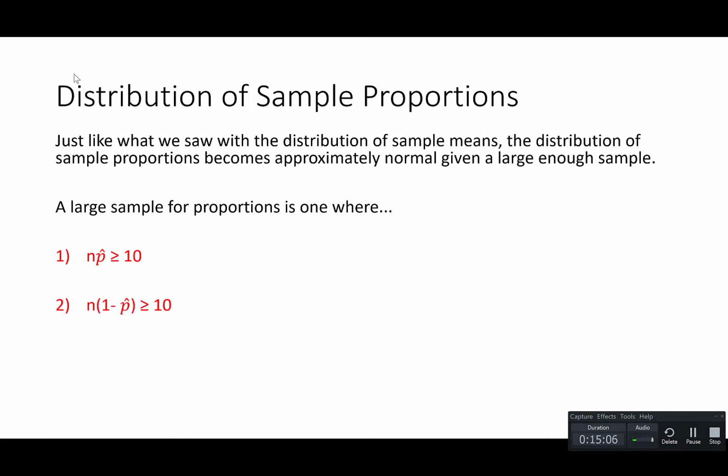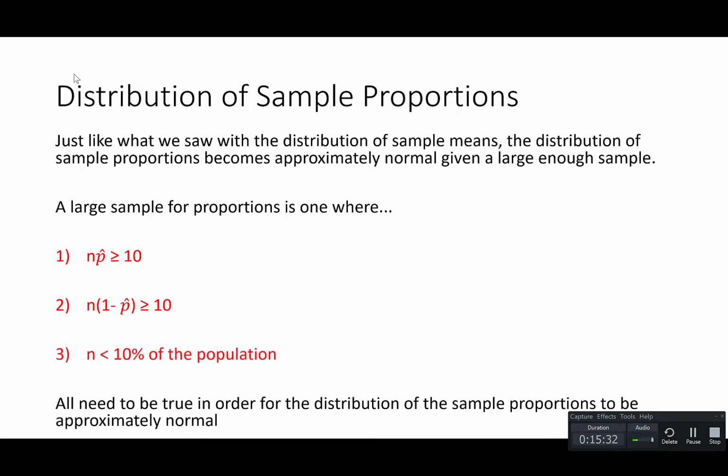What you also need to consider, though, is your sample size times 1 minus your sample proportion. Think of this as your failure percentage. The success percentage is p-hat. The failure percentage is 1 minus p-hat. And if that quantity is not greater than or equal to 10, you would end up with a non-normal distribution.